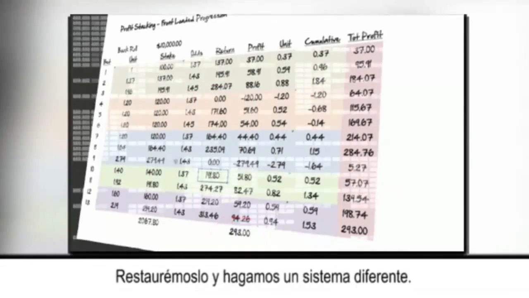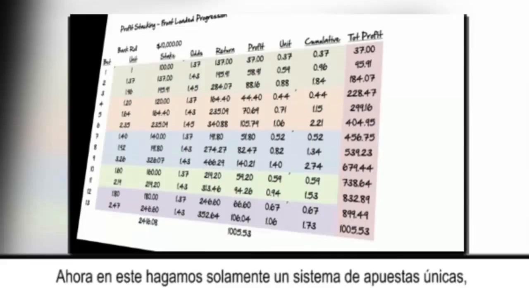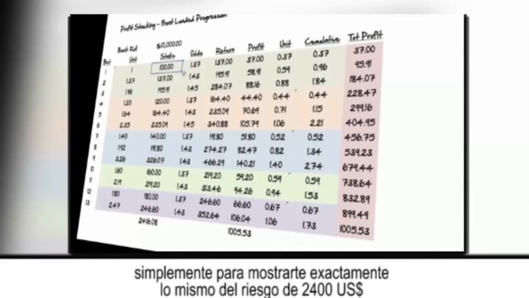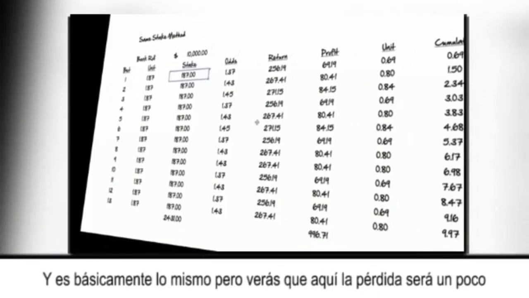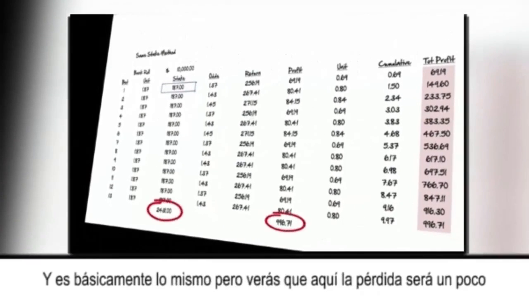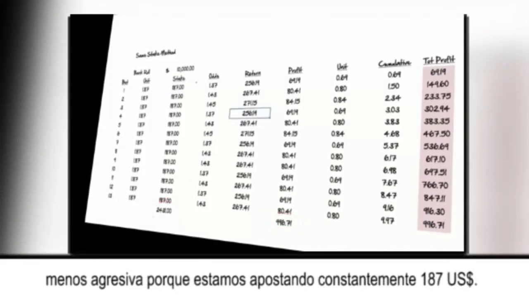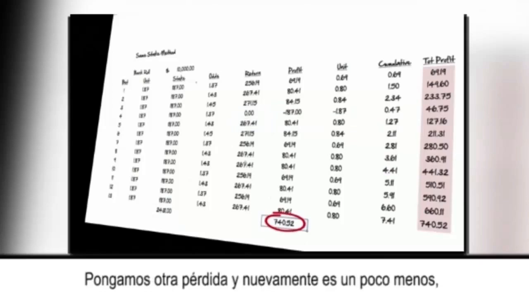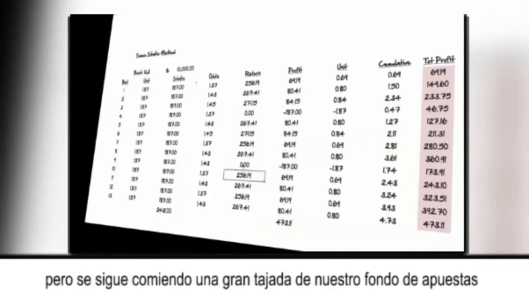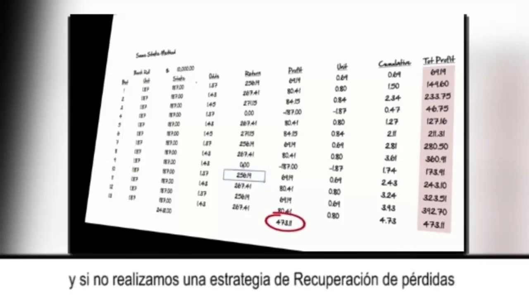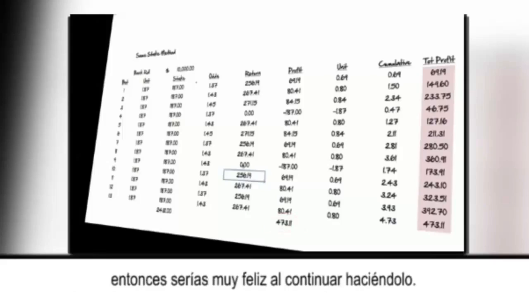Let's reset it. I'm going to show you a different system. Now in this one we're just going to do a flat betting system. So just to show you the exact same things, it's a $2,400 risk over the same period. It earns pretty much the same thing, but you'll see here with a loss it's slightly less aggressive because we're consistently betting $187. Throw in another loss, it's slightly less again, but it still eats a huge chunk into our bankroll. And if we don't have a loss recovery strategy, then you may well be happy to continue to do so. Here's one last system.